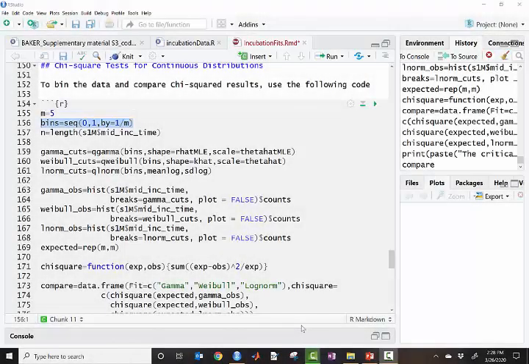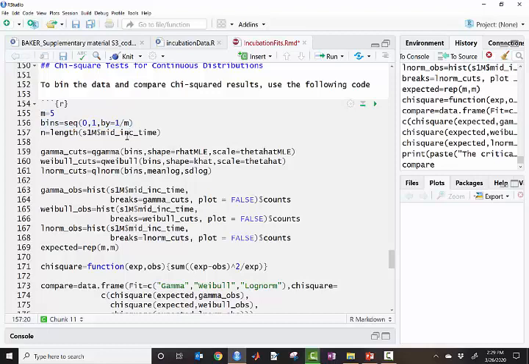I wanted to quickly run through the code that, as I mentioned before, is also posted on Canvas for running these chi-squared tests with continuous distributions. We're going to start off the code just by defining what m is going to be. And I'm going to take m to be 5 because I have 25 observations. So this splits them nicely up into groups of 5. And I'm going to define my bins to be a sequence of values from 0 to 1 that are spaced by 1 over m. So in this case, they're going to be spaced by 0.2.